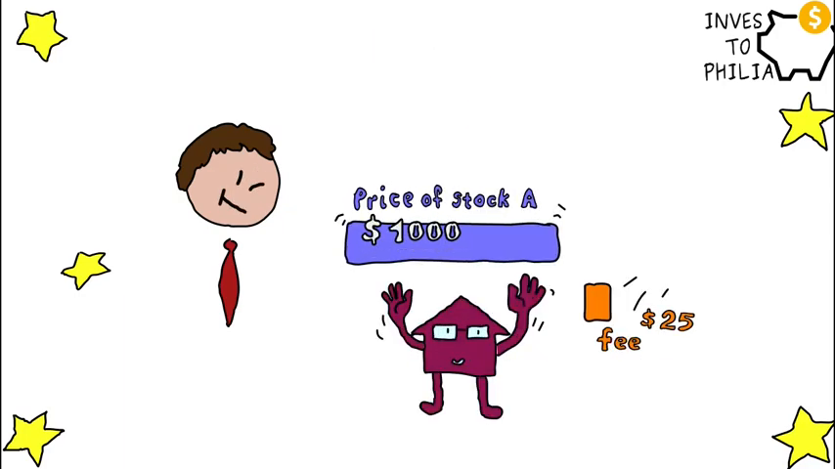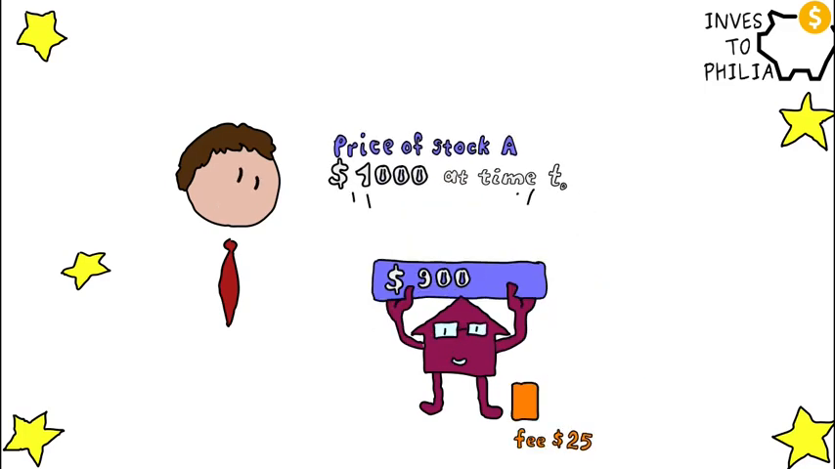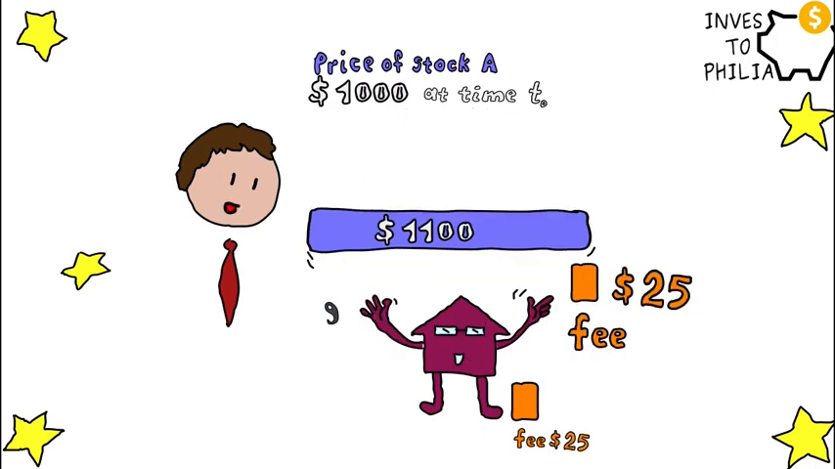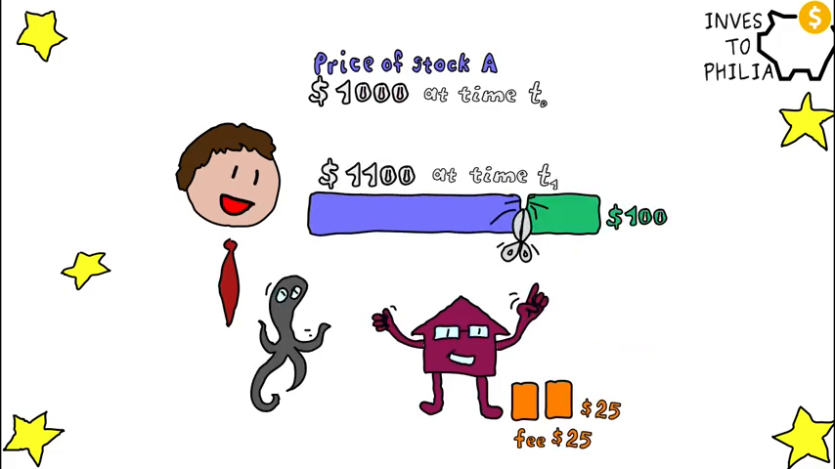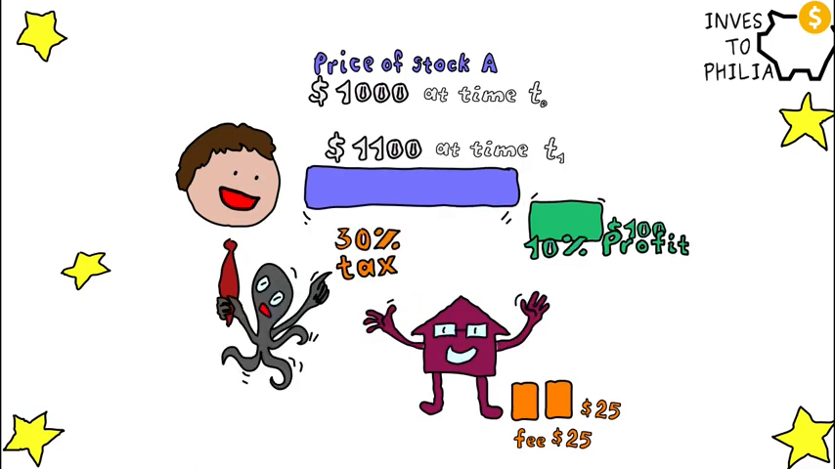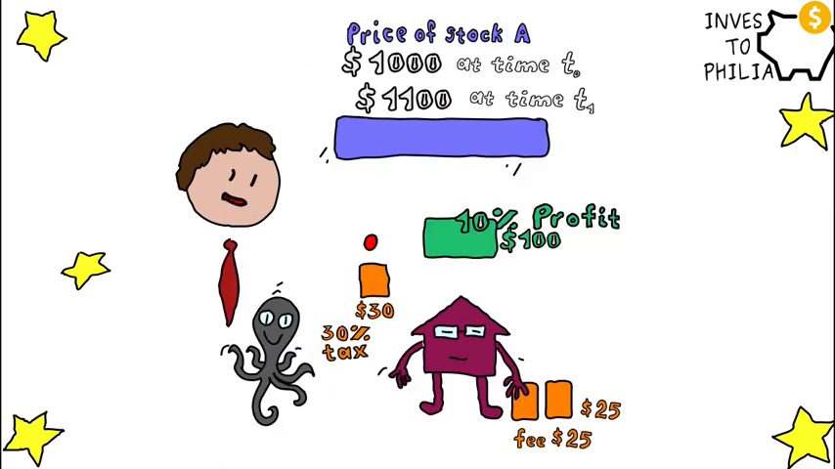Your bank charges you $25 of brokerage fee, and then you keep this stock in your account, and after a while you sell it for $1,100. Your bank charges you again a $25 fee. Your bank calculates the profit, it is $100. It is 10% profit, and you see it in your application. The tax office asks you for 30% tax on this 10% profit, which is $30.